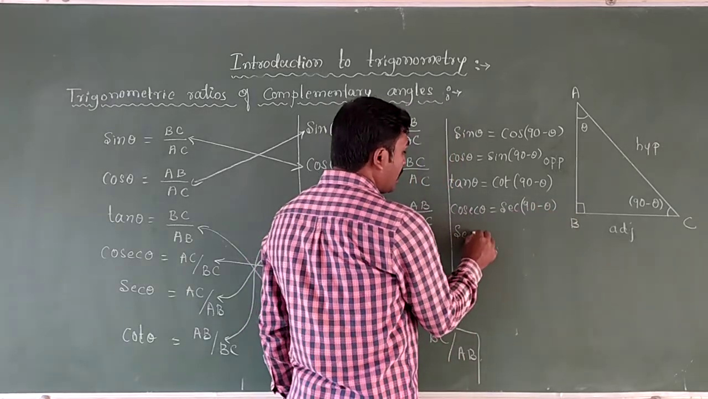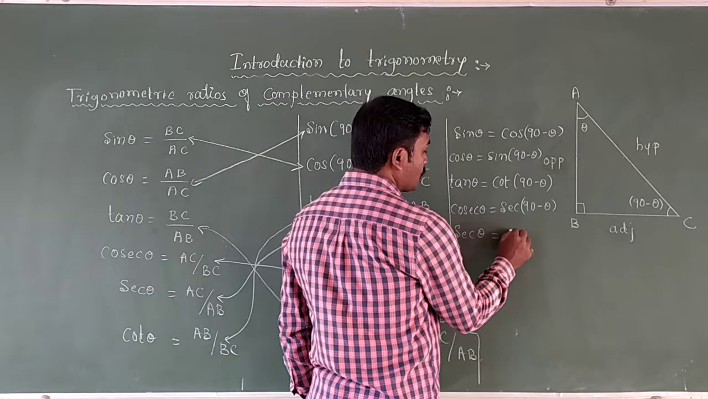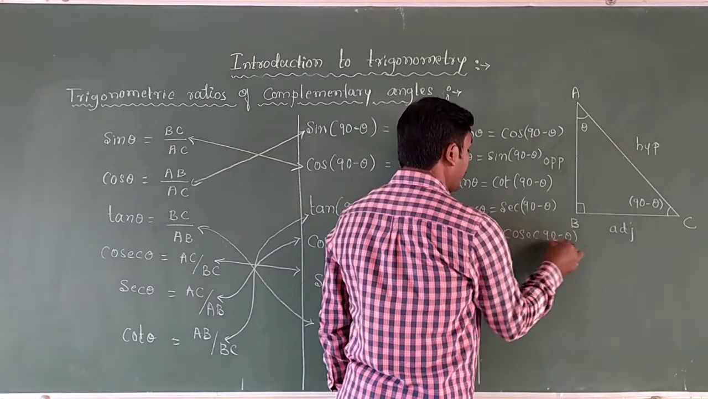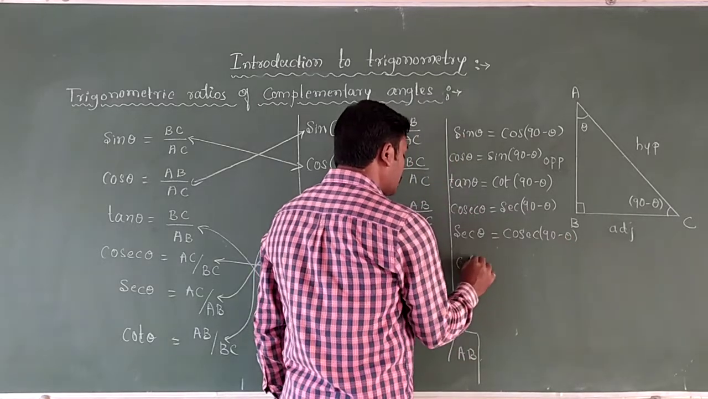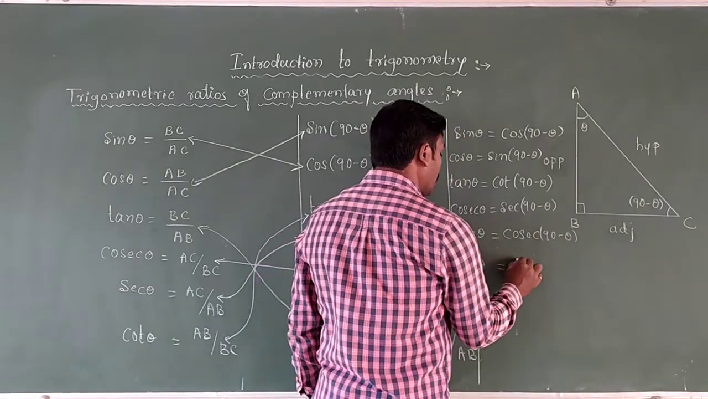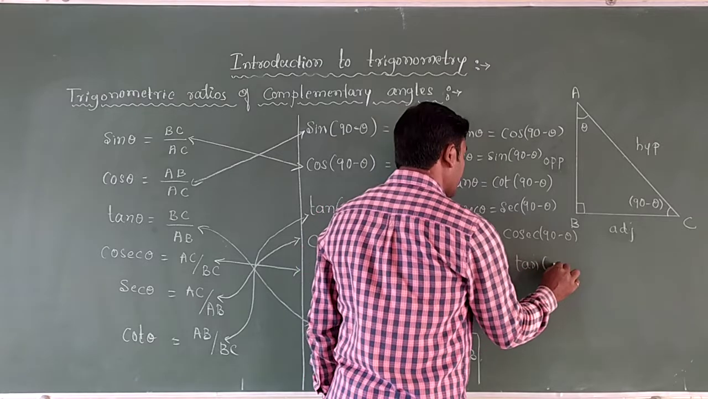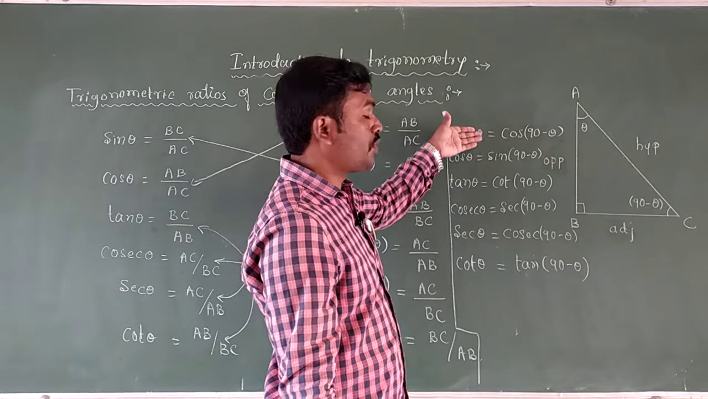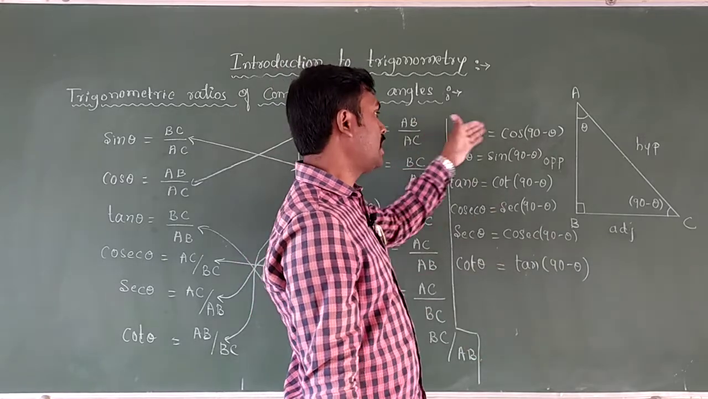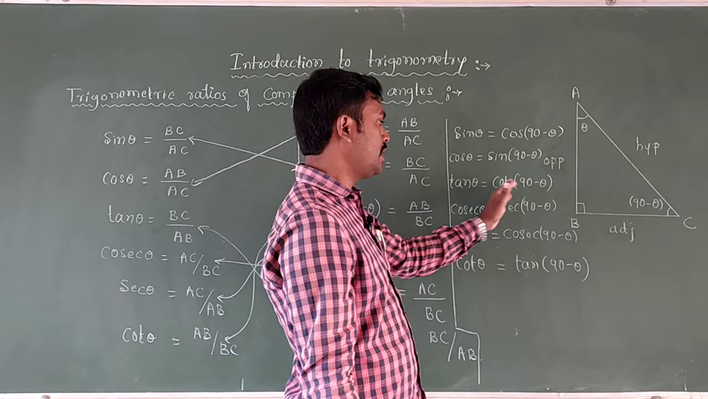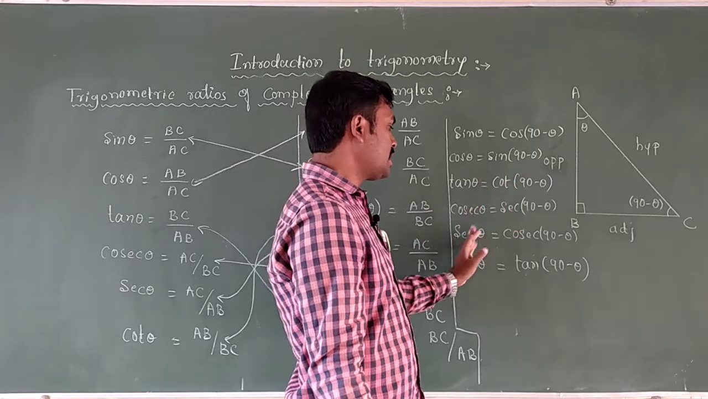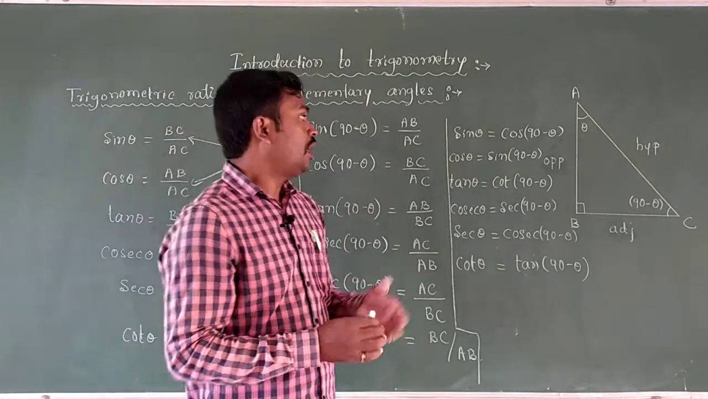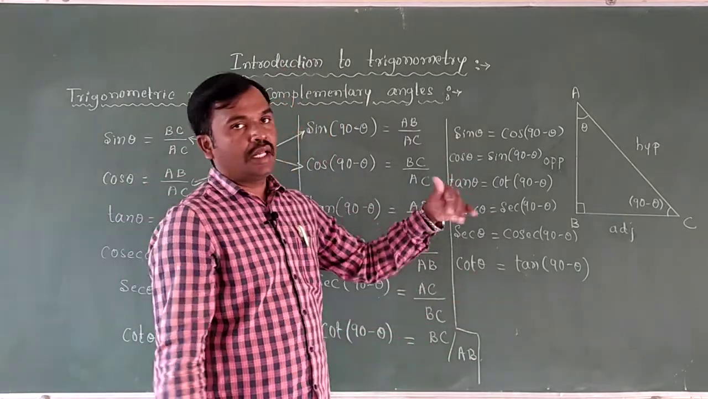And sec theta is equals to cosec 90 minus theta. Cot theta is equals to tan 90 minus theta. These are the trigonometric ratios of complementary angles, children. So sin is cos, cos is sin, tan is cot, cosec is sec, sec is cosec, cot is tan. So observe these carefully and derive yourself.